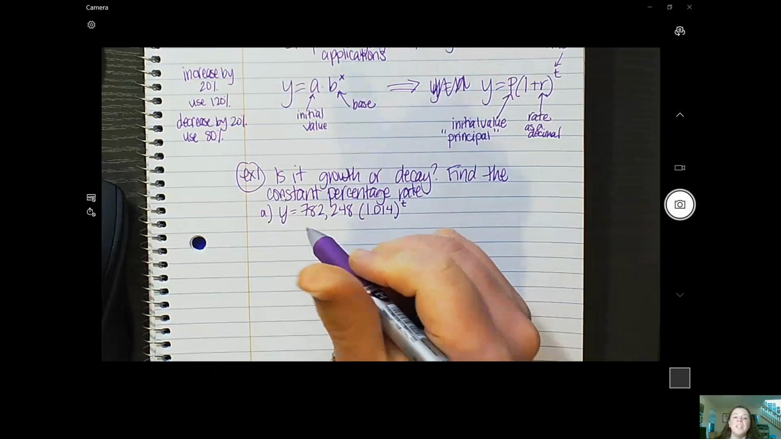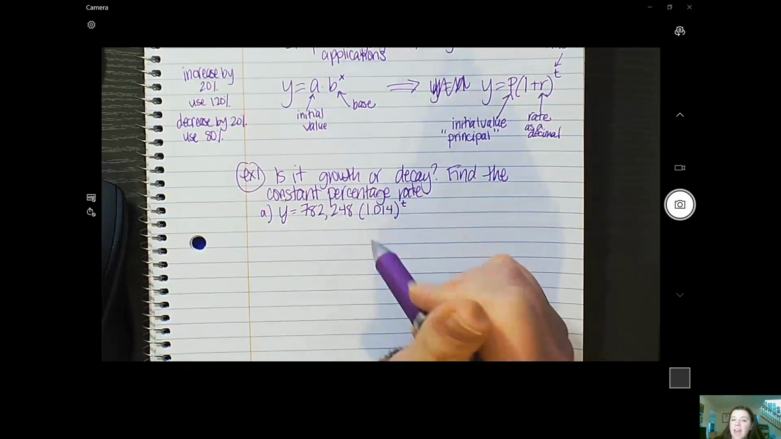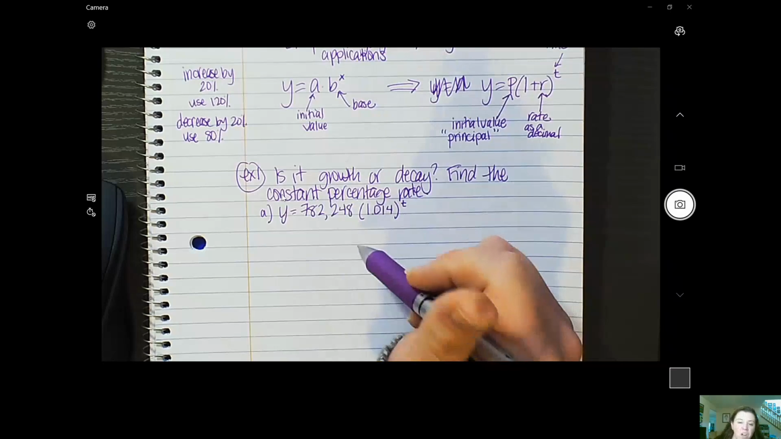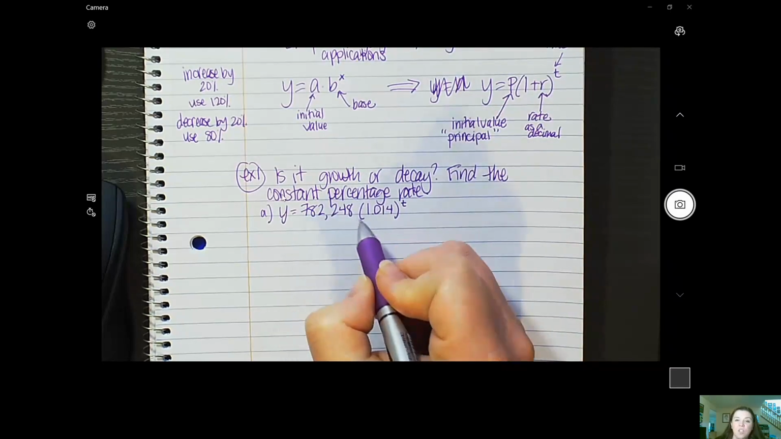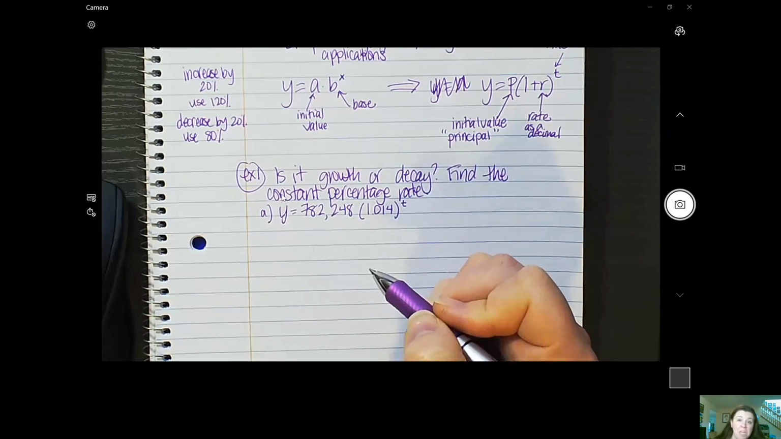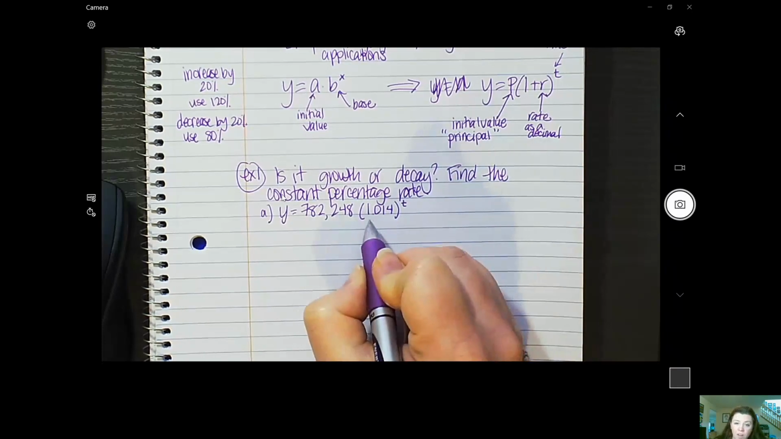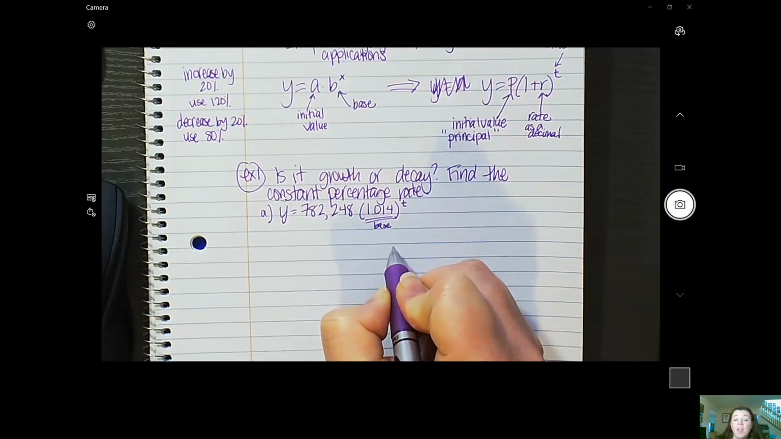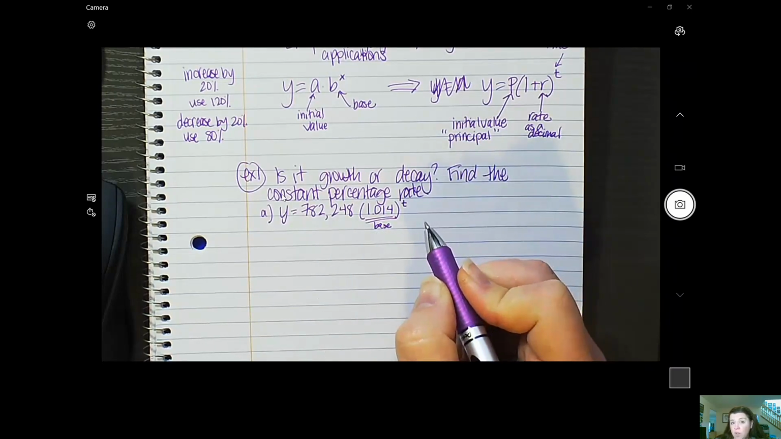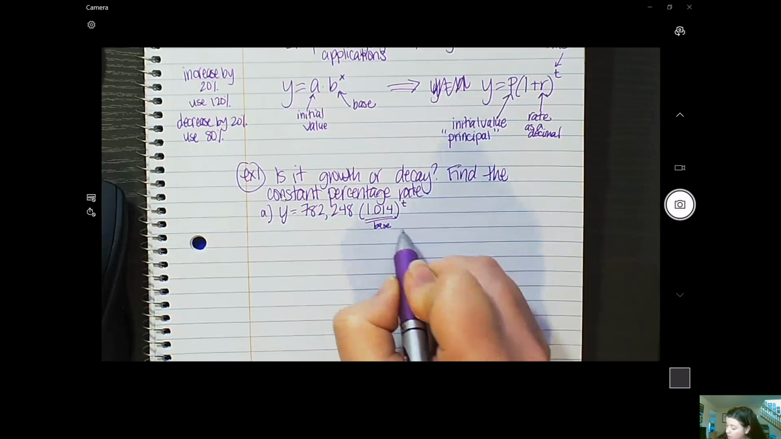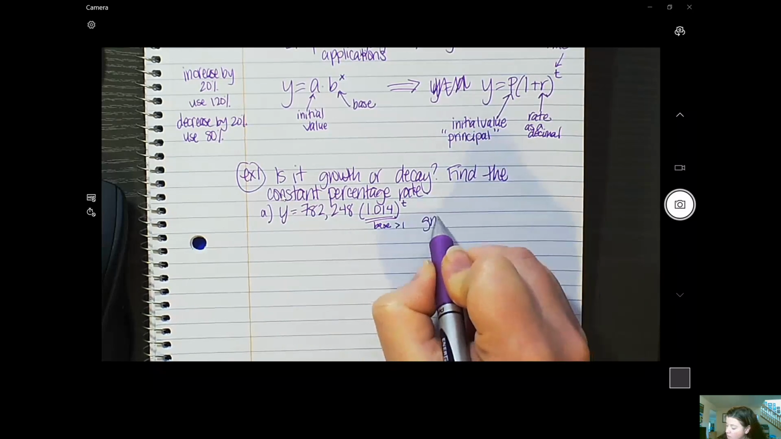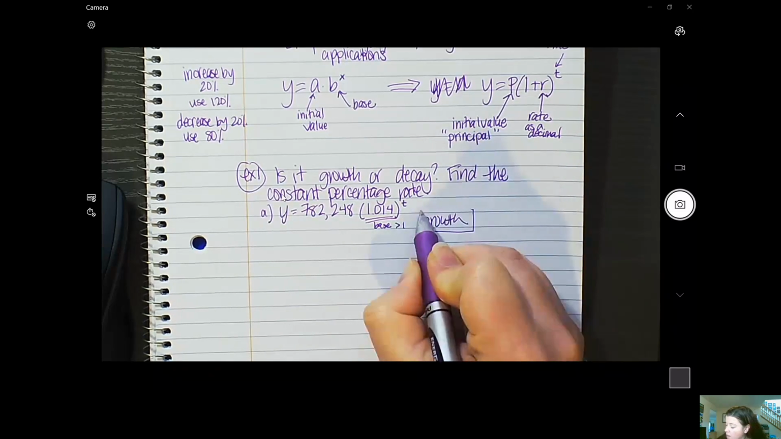So we're not sure what this is about. This might be the population of a town. It might be the number of bunnies on a farm. We don't know. But we do know that the starting amount is 782,248. So that many bunnies or people or whatever. This whole thing, that 1.014, is the base. But they want to know, is it growth or decay? And remember, you're looking, is that bigger than 1 or is it in between 0 and 1? So since that base is bigger than 1, we know that this is growth.